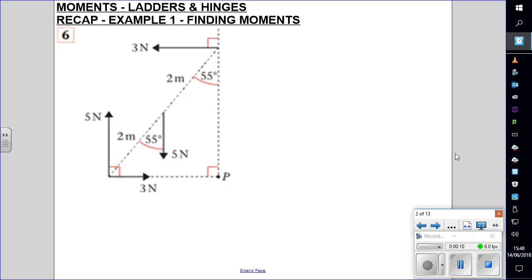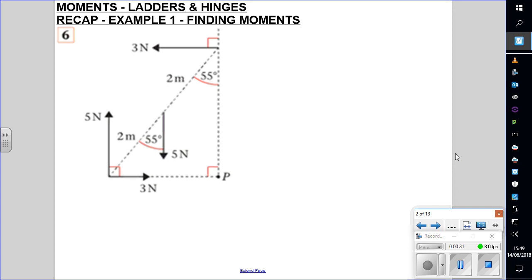Right, hi everyone. My favorite topic, I think, is moments here, statics. Moving on to hinges and ladders, that's what we're going to get into. But before we do that, we're going to do some practice of calculating moments at different angles.